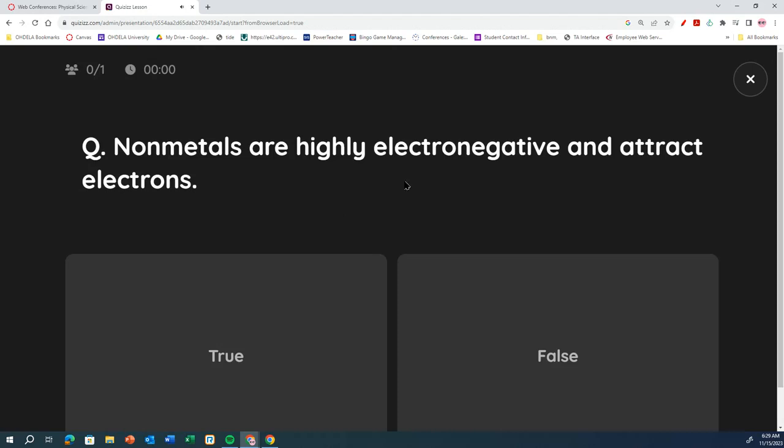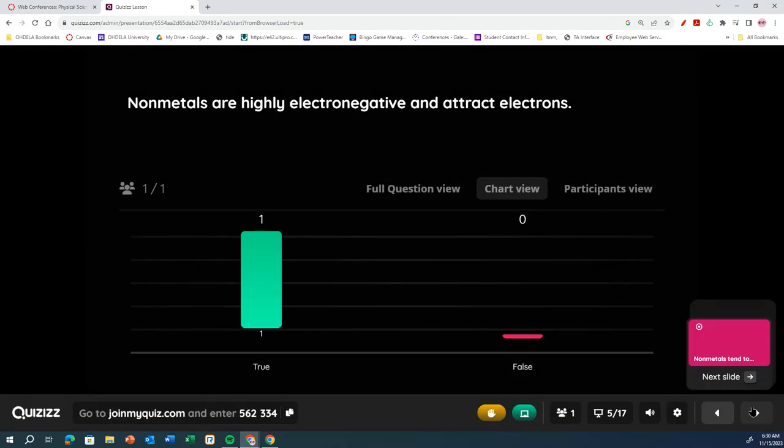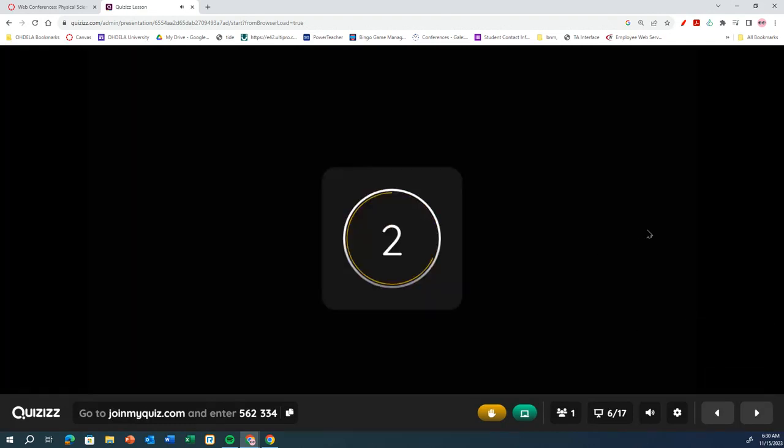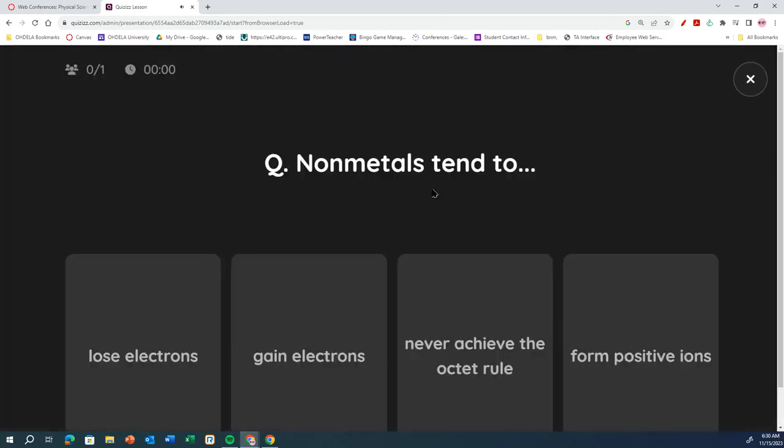Nonmetals are highly electronegative and attract electrons. That is true. They like to gain electrons. The only way to gain electrons is to share with 2 nonmetals. They both want to gain. Nonmetals tend to gain electrons, metals want to lose.